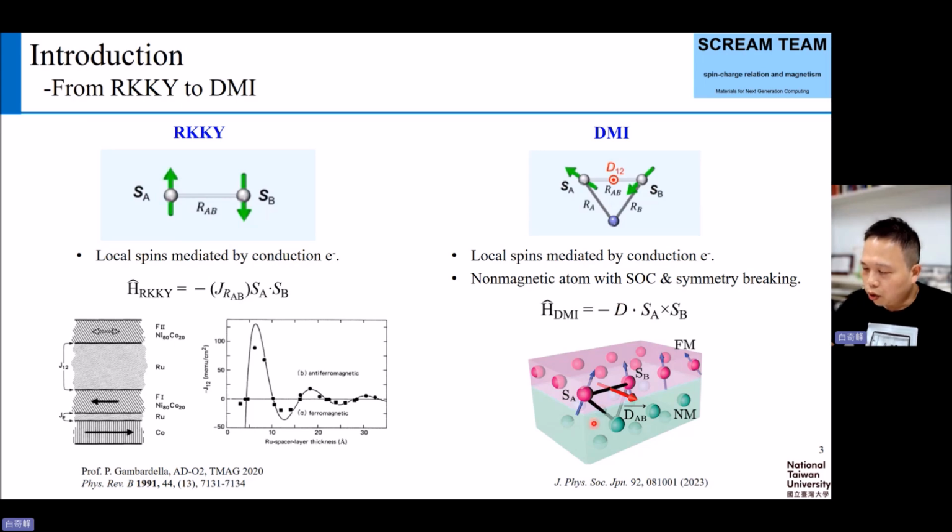vector. An illustrative way is something like this: in a normal metal ferromagnetic bilayer structure, the spins or magnetization in the ferromagnetic layers will be affected by the spin-orbit coupling coming from this normal metal layer. And then the two magnetizations will have this non-collinear configuration.